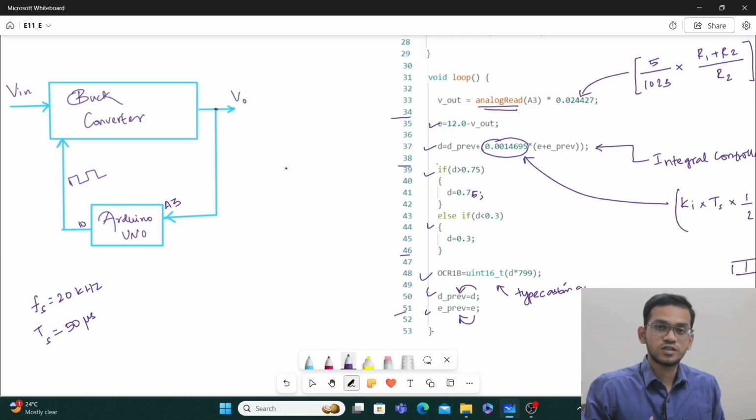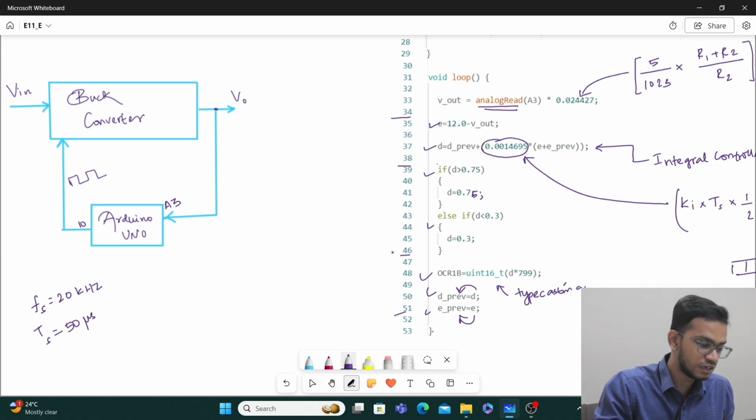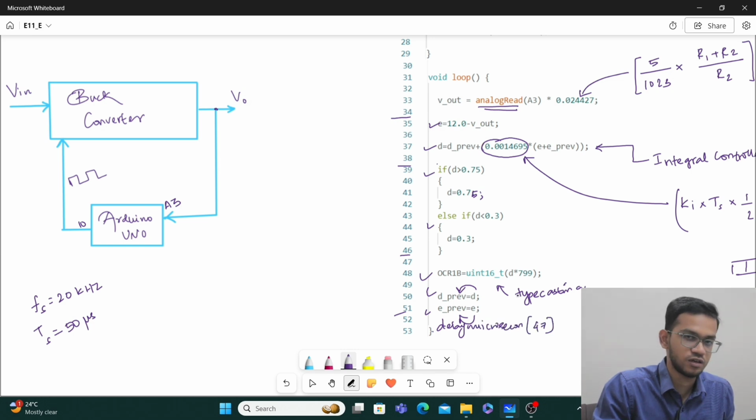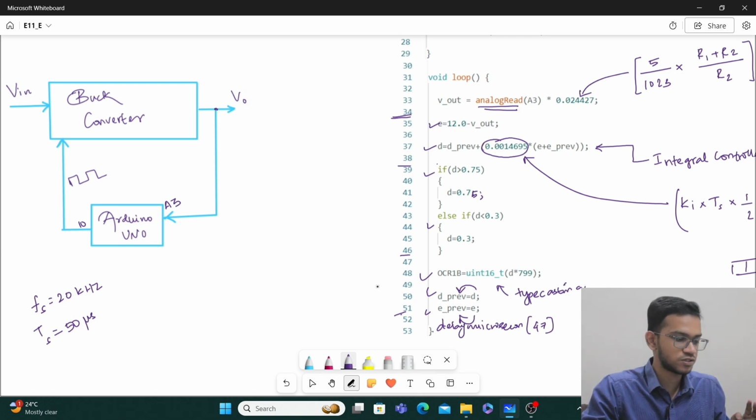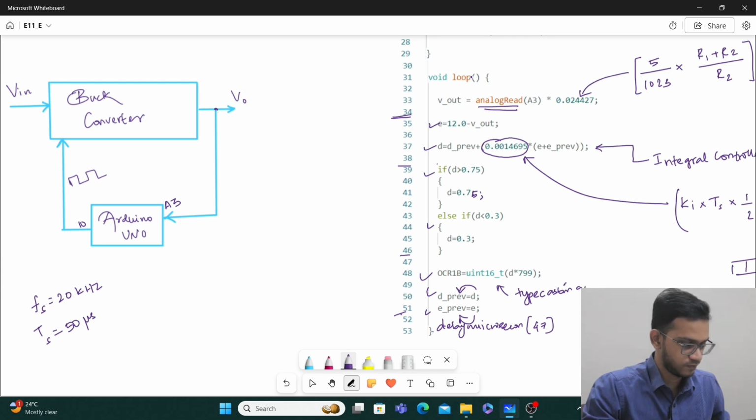If your microcontroller is extremely fast, all these statements may get executed within 2-3 microseconds, and then you'd have to deliberately delay your loop by writing the delayMicroseconds function for 47 microseconds. If this from here to here is taking only 3 microseconds to compute, then you have to further delay it for 47 microseconds to match 50 microseconds, so that next time it will go up here. So here, playing with time is very important.